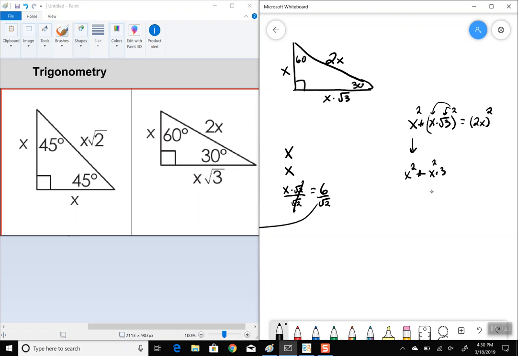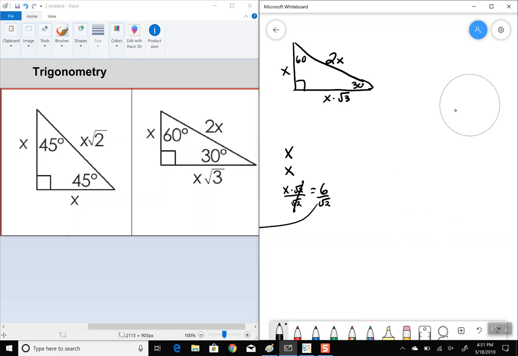So this is like 3x squared, and 2x times 2x is essentially 4x squared. And then 1x squared plus 3x squared is also 4x squared. So this meets our definition of this side squared plus this side squared equals that side squared. And so they have this special ratio, that if you know one of the sides, you can figure out one of the other ones.